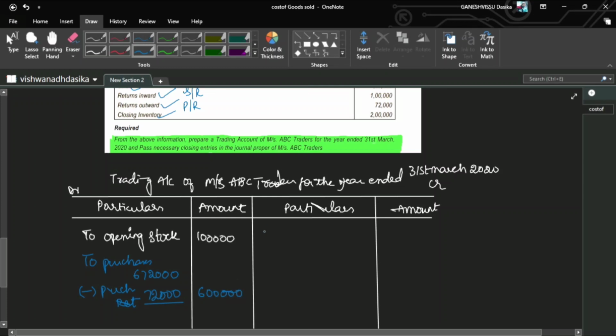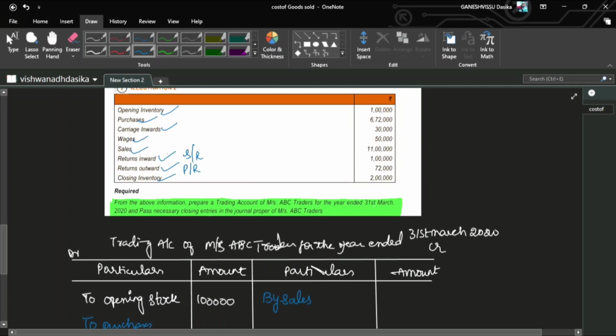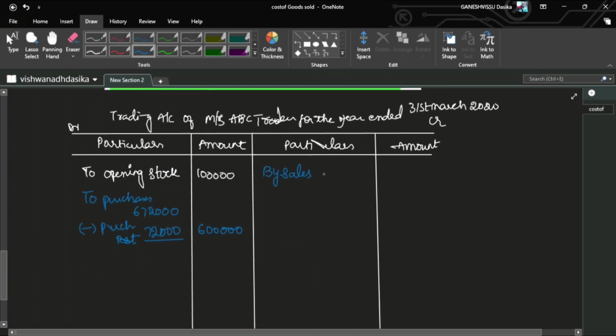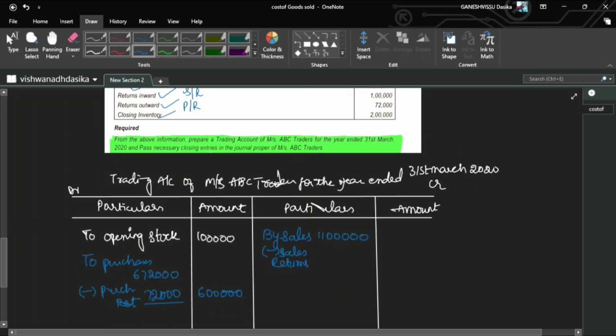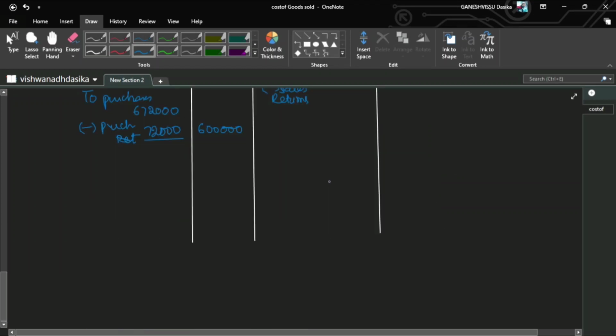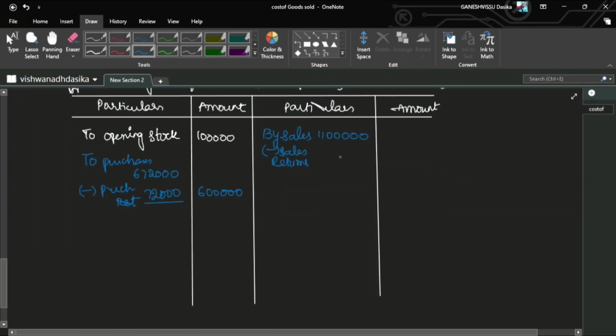Okay, by sales. Sales how much? 11 lakhs, minus sales returns. How much sales returns are there? 1 lakh. So outer column 10 lakhs.